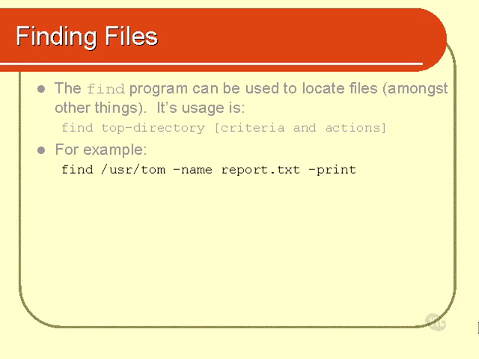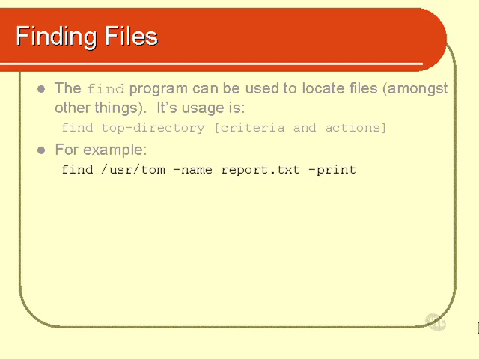For example, I might want to find in the top level directory /user/tom. So I start in /user/tom and look in that directory and in all subdirectories for files that are named report.txt. So we'll only find files that are named report.txt and nothing else. And what do I want to do with those files? Well, I want to print them. That is the word print there, but the print option does not actually print the files. At least it doesn't print them to a printer. It writes their names onto the screen.